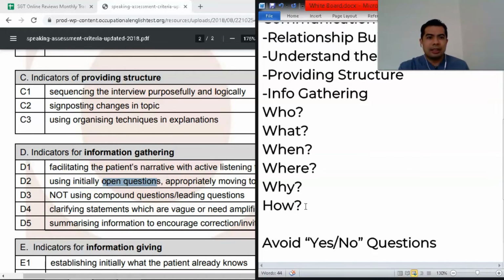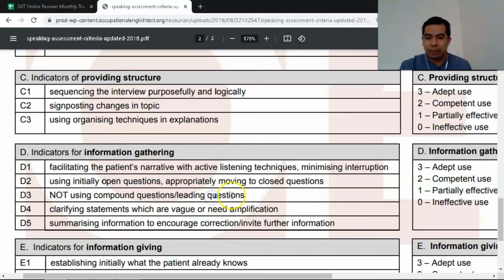Don't ask, are you in pain? Ask, where do you feel pain? How painful is it? When did this pain begin? Why do you think it's painful when you do this? Or other questions like, what have you done to fix this pain? Not, is it painful? Yes. Are you in pain? No. You need to get more information out of the patient.